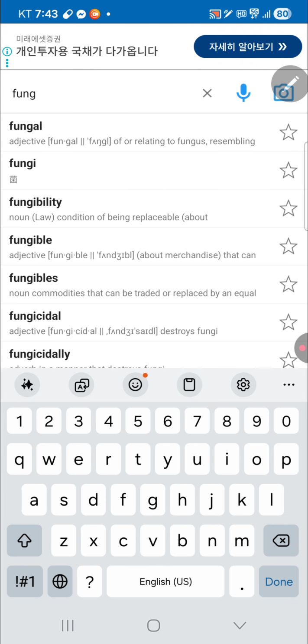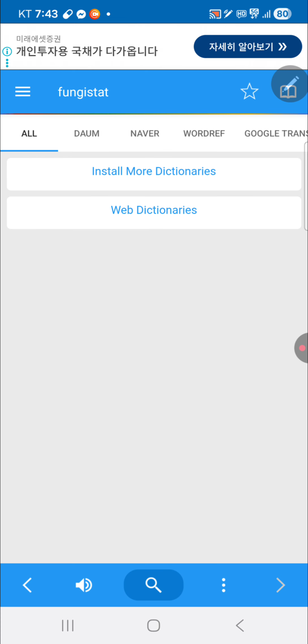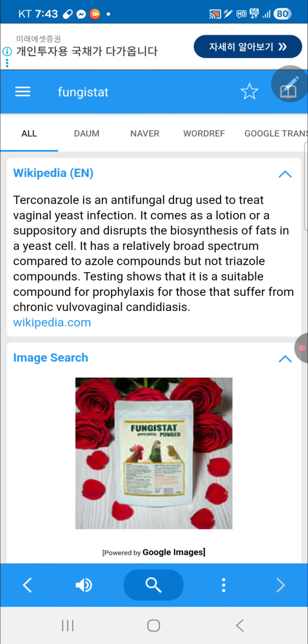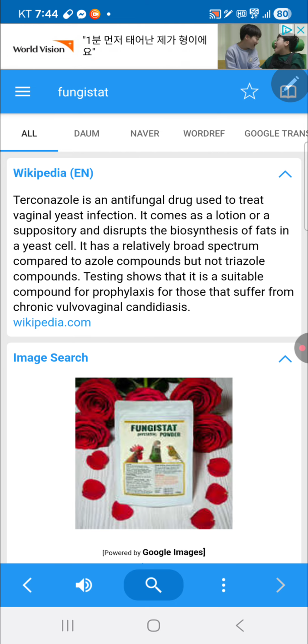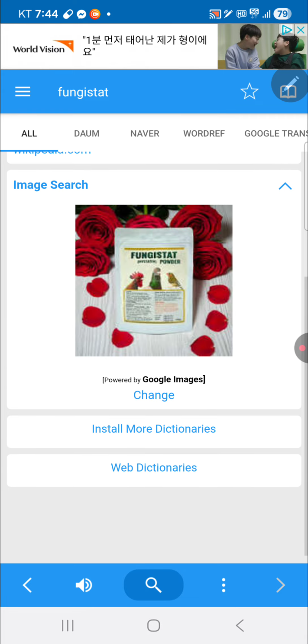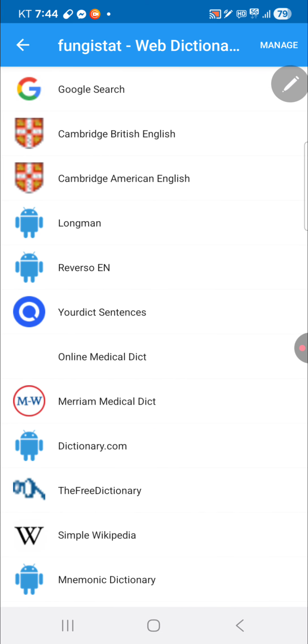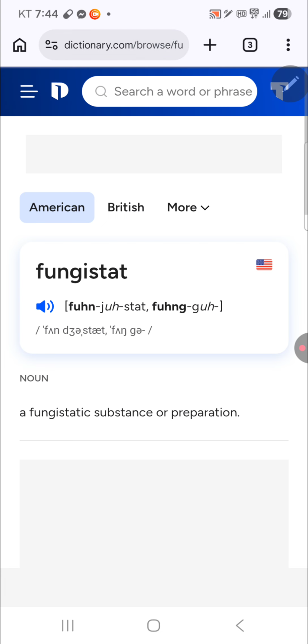Fungi means mushroom, right? Fungistat. Ketoconazole is an antifungal drug used to treat vaginal yeast infection. It comes as a lotion or a suppository and disrupts the biosynthesis of fats in a yeast cell. It has a relatively broad spectrum compared to azole compounds, but not triazole compounds. Fungistat. So it's a drug, right?